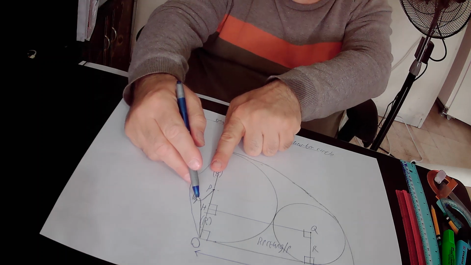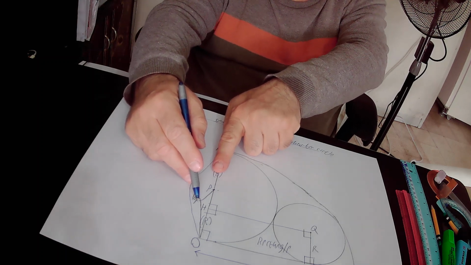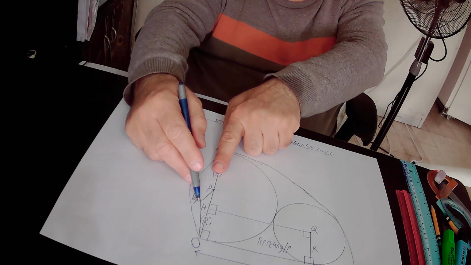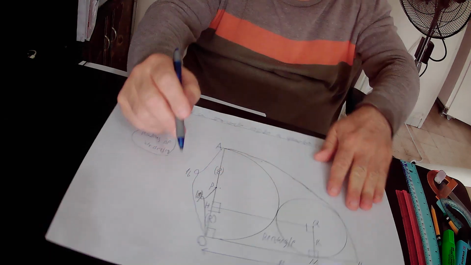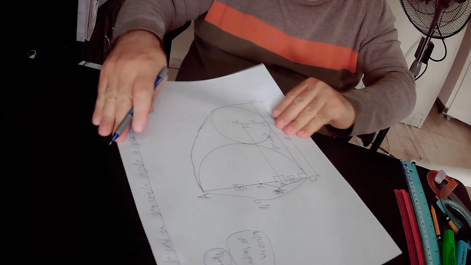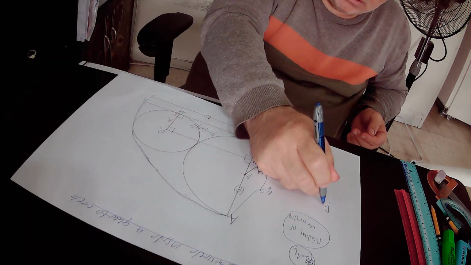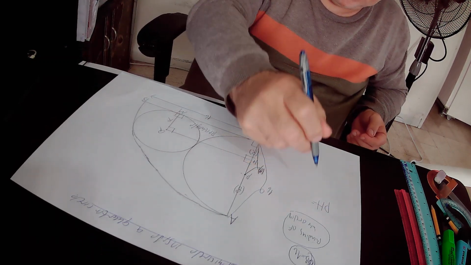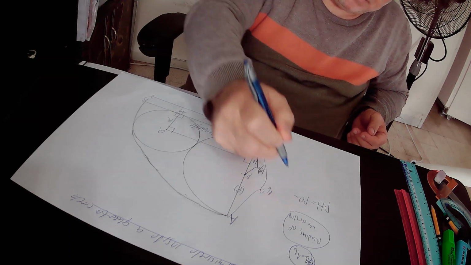What is the length of this small line segment PH? From the drawing, it is very easy to see that PH equals PO minus HO. Again, PH equals PO minus HO. So write it down: PH equals PO minus HO.